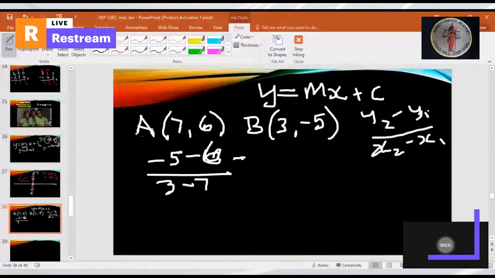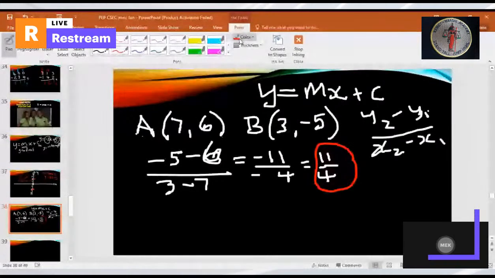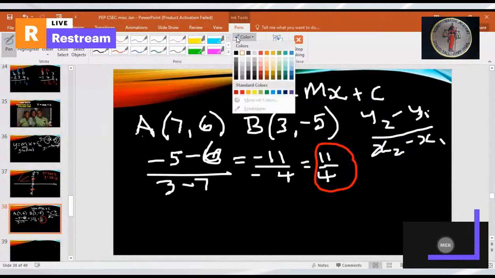Okay, then now we need to find c, the y-intercept. We can use any pair, so this pair or this one, taking the x and y values and plugging them into this equation along with the gradient. So let's use the 7 and the 6. So x is 7, y is 6. Using this equation and plugging in those values.